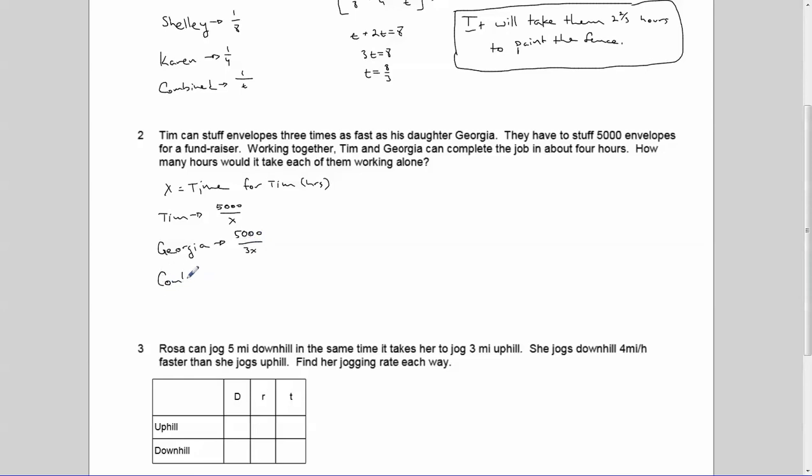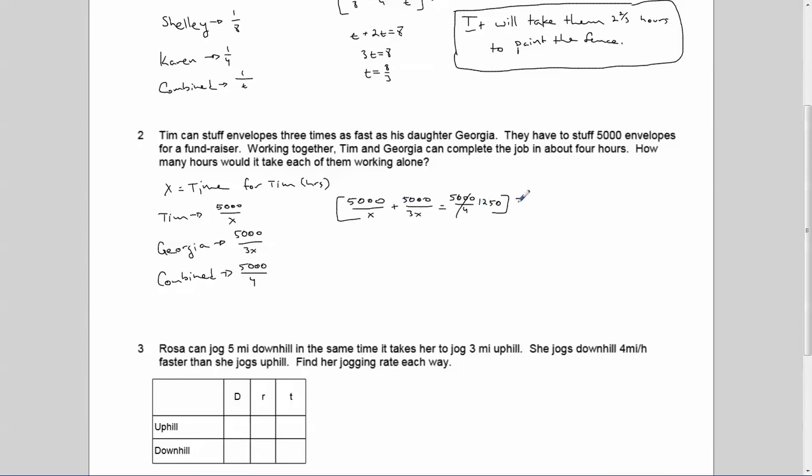So combined, we have 5,000 stuffed in 4 hours. So if we divide that by 4, we find out how many envelopes can get stuffed by the 2 of them in each hour. Now that we have our 3 rates, we can say that Tim's rate plus Georgia's rate is equal to the combined rate. I'll go ahead and reduce this to 1250. That's what it divides to. And then solve the rational equation.